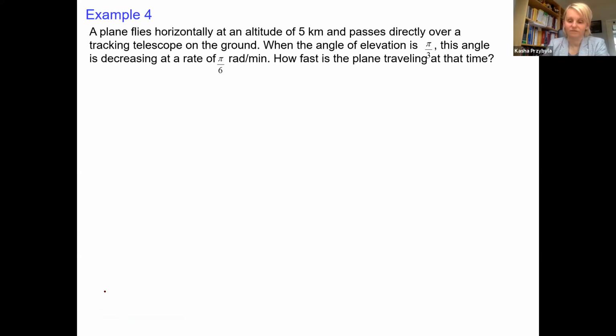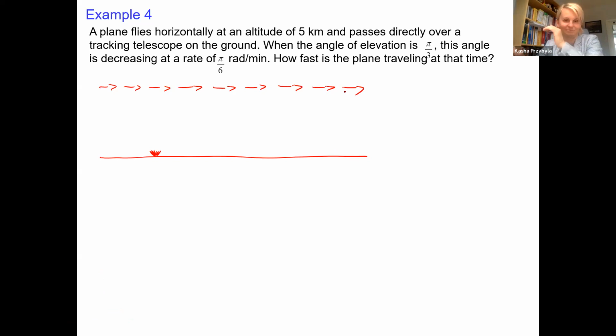Okay, that's what we have. We have a ground, we have a telescope, and the plane is flying, right? That's the plane, and at this moment, that's the moment that we can track. The good thing is the altitude: we don't have any angles, which means the plane is flying horizontally, and 5 is of course fixed.